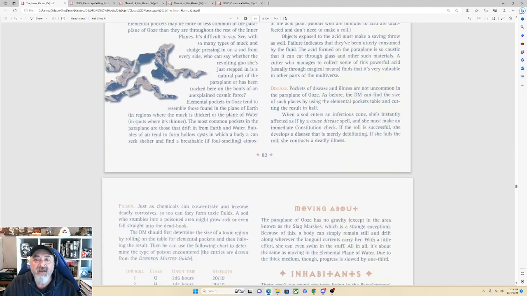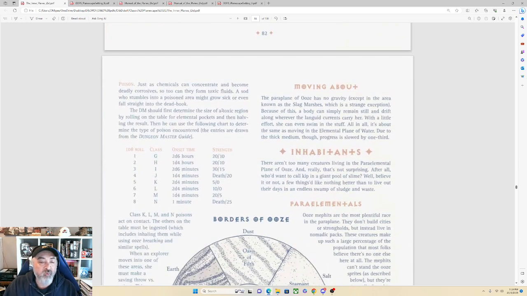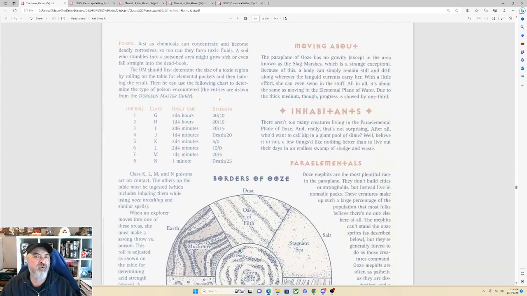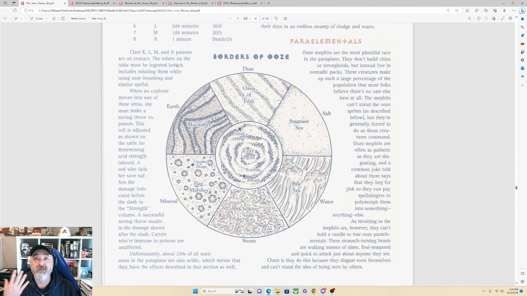Disease. Pockets of disease and illness are not uncommon in the paraplane of ooze. You can find this. You define the size. You define the regions. If you want to mess with them, they're instantly affected as if caused by a cause disease spell. Poison, the same thing. So any kind of biological, yucky, gross, weird damage that you can find here is here. And in most cases, whether it's noxious fumes or noxious vapors or contact poisons or acid, whatever, you can very easily use these environmental natures to just jack with your party, make it gross for them, make it bad for them.